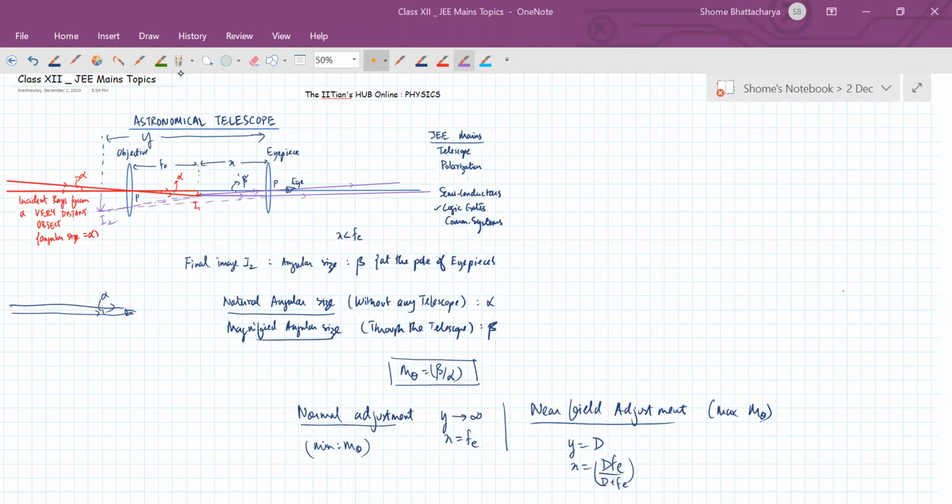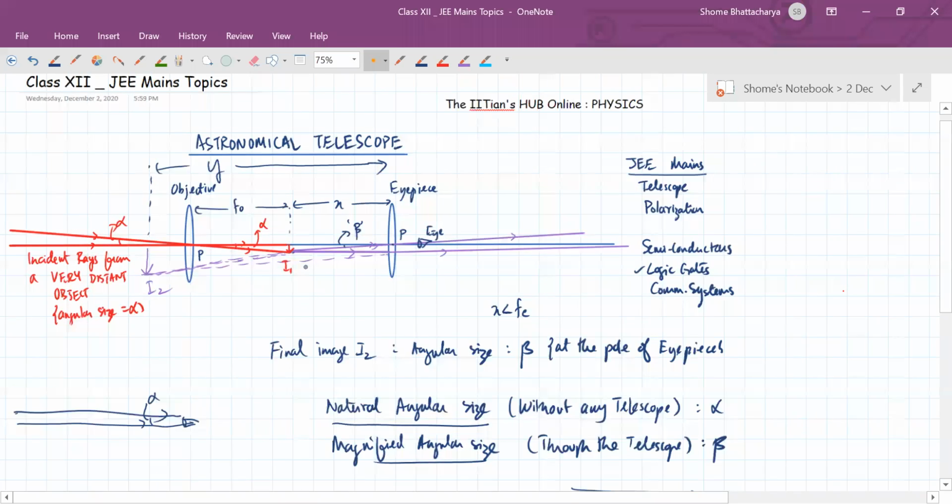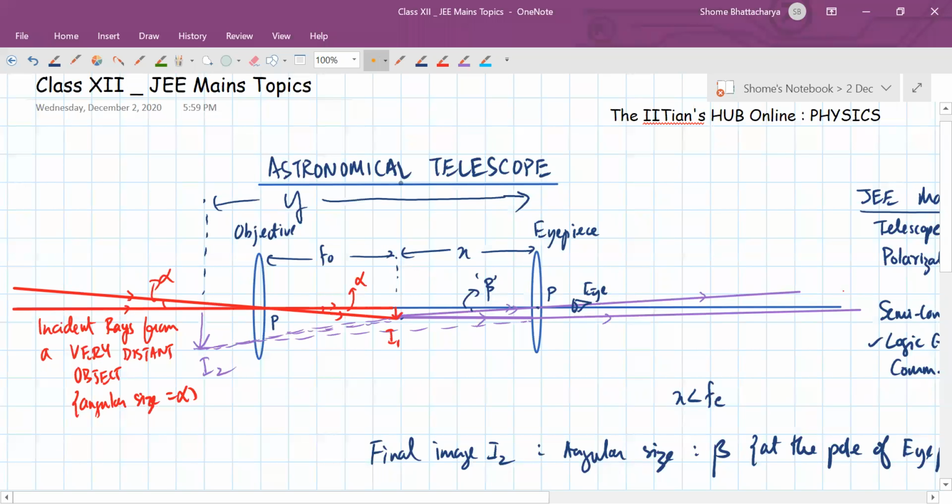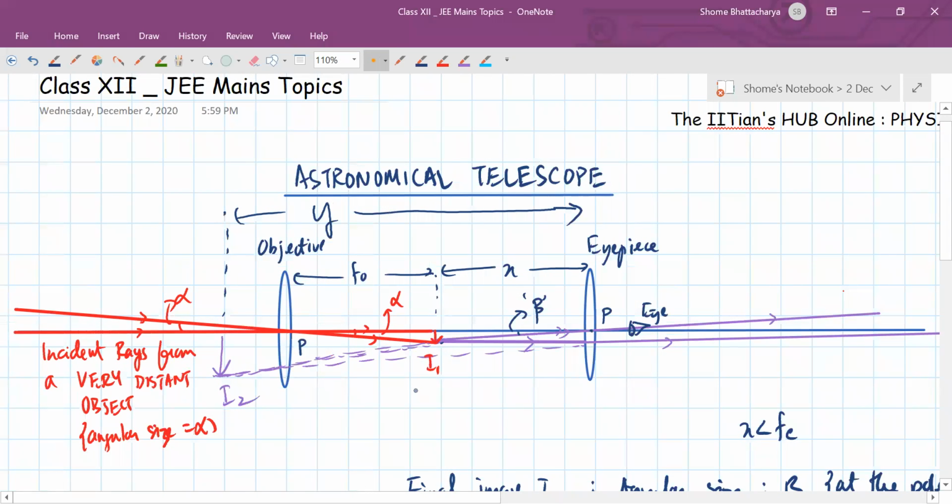Okay, so let us look at the specific formula for this maximum and minimum. In this particular diagram, let me try and magnify this as much as possible. Suppose the height of the image I1 is h. Then alpha is equal to h divided by the focal length of the objective, because alpha is a small angle so tan alpha is equal to alpha, and beta is equal to h divided by x. So further we can make use of that.